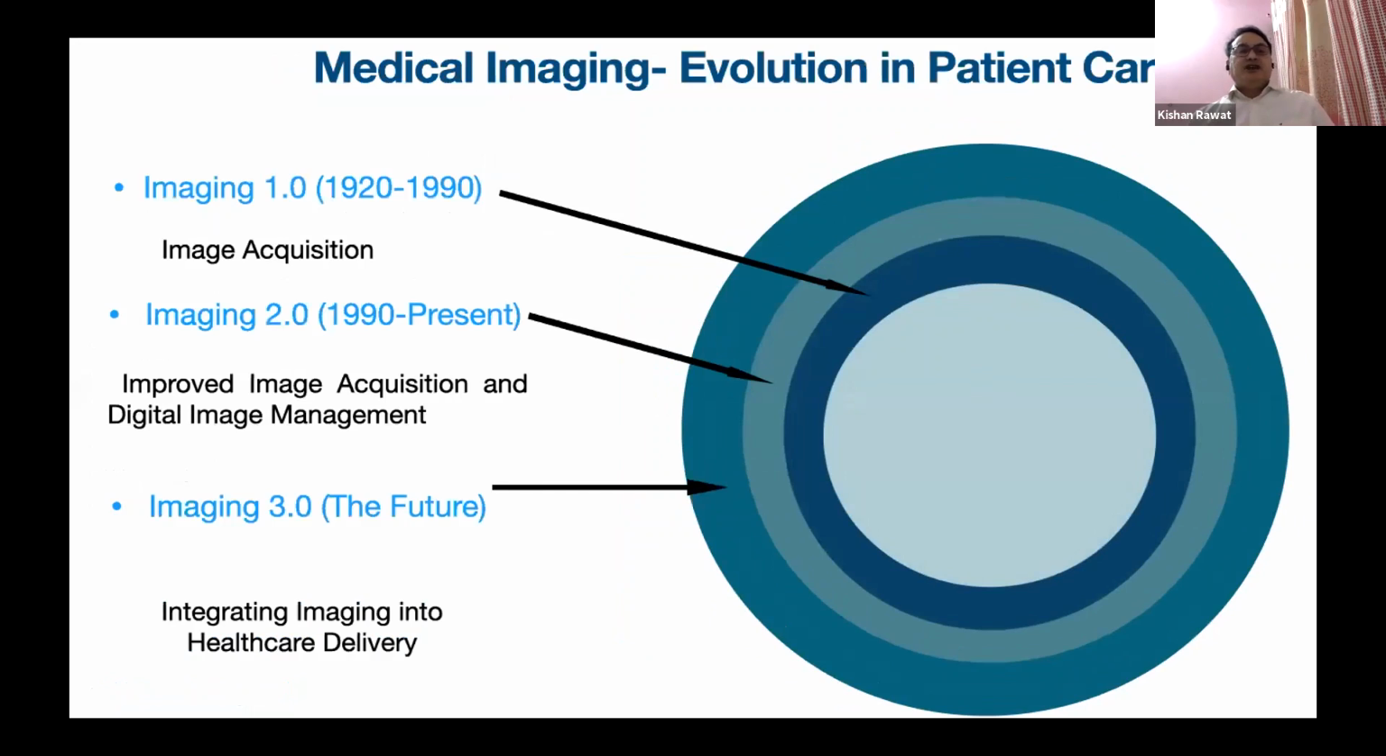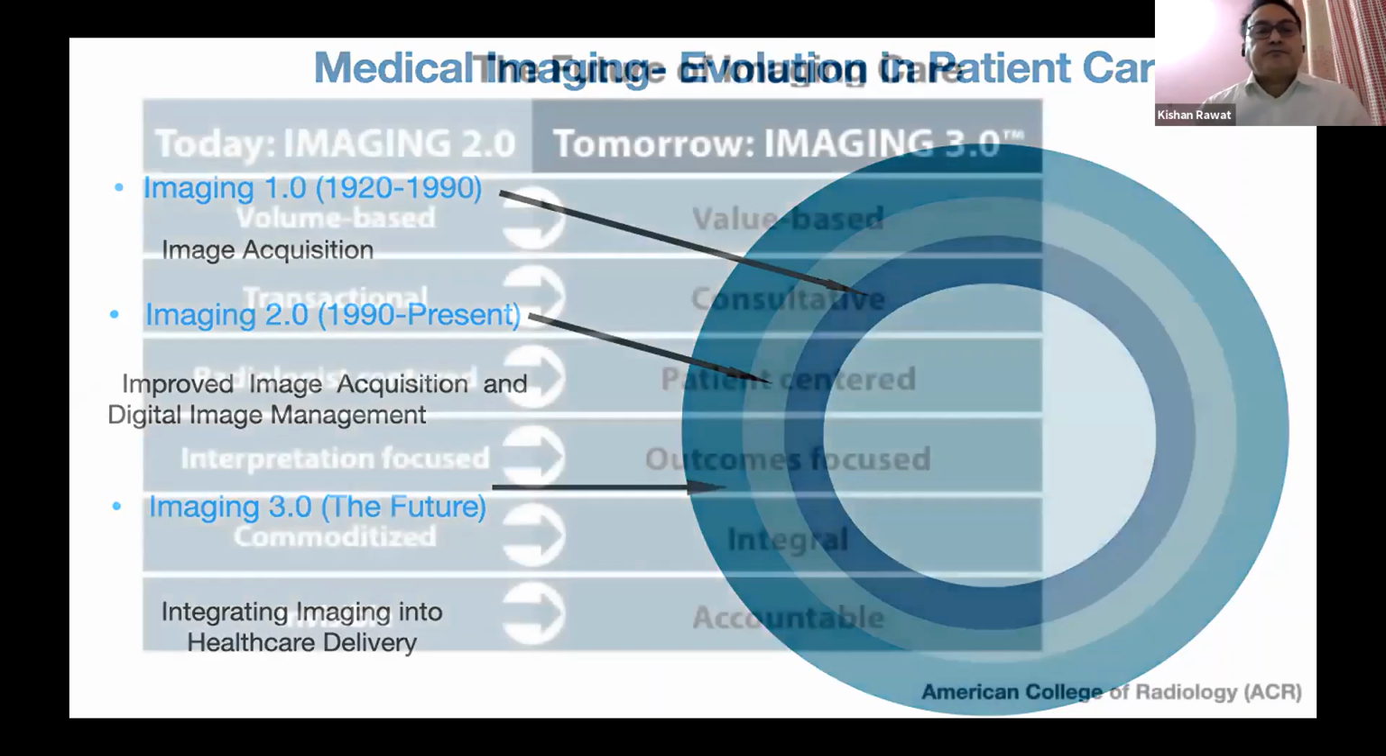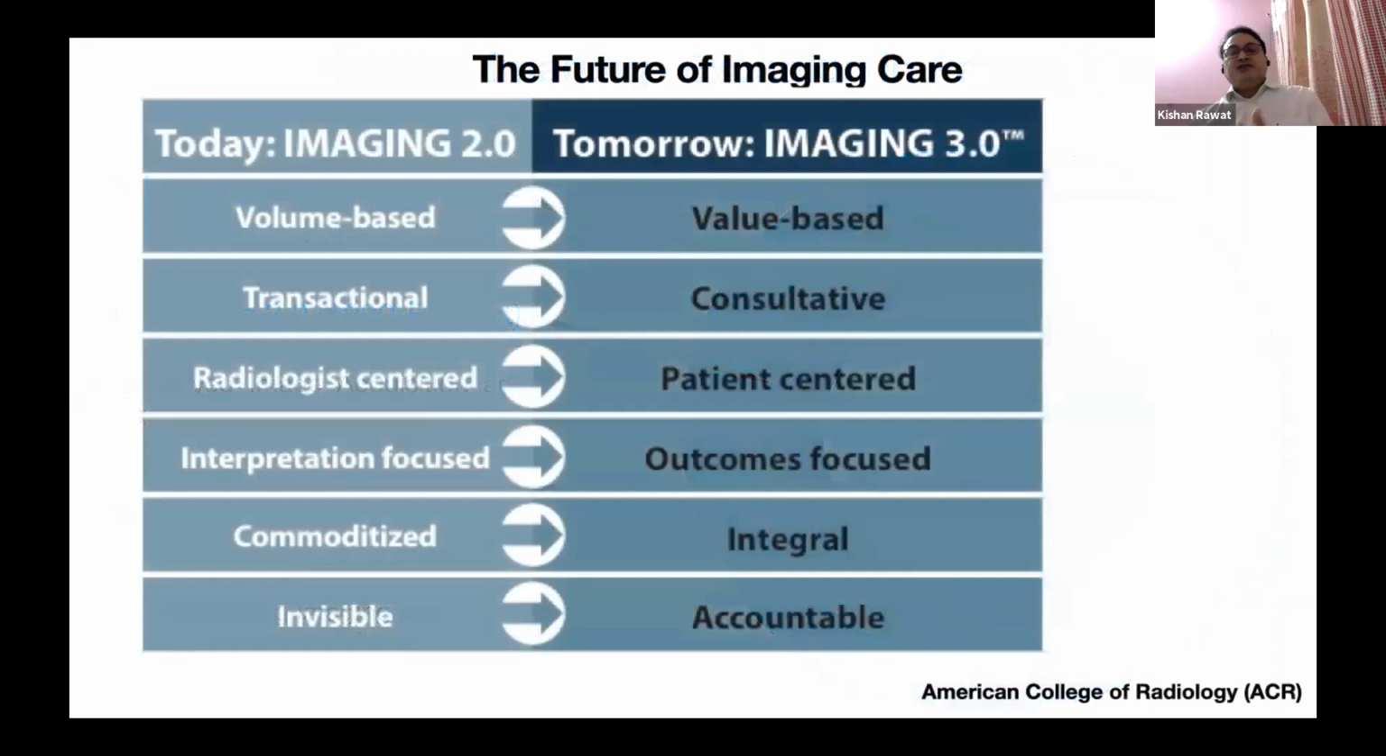Medical imaging has evolved from Imaging 1, which was image acquisition. Imaging 2.0 was improved image acquisition and digital image management. Imaging 3 is the future of imaging, integrating imaging into healthcare delivery. The future of imaging is Imaging 3.0, where imaging will be value-based. It will be more consultative, patient-centered, and outcome-focused. It will be an integral part of healthcare service. And the radiologist will no longer be invisible. He will be more accountable now.